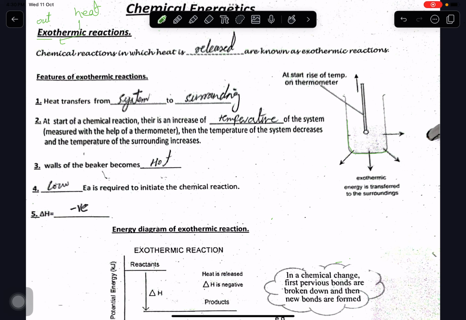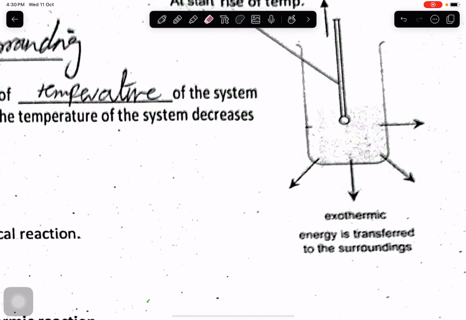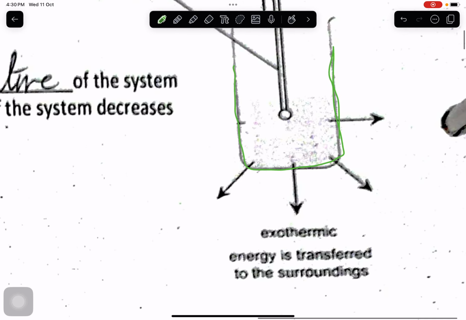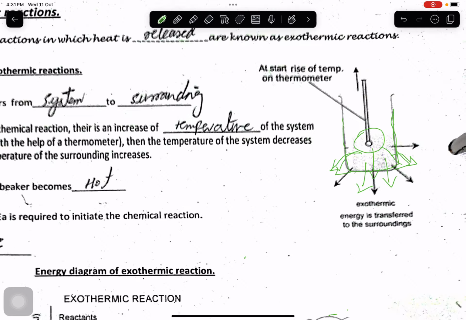Heat transfers from the system to the surroundings. What does it mean? Suppose this is the system, whatever it is, and heat will come out from this system to the surroundings, because the reaction takes place over here, and the heat will come out to the surroundings. So this is an exothermic reaction.